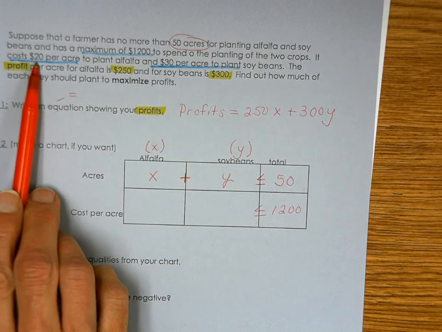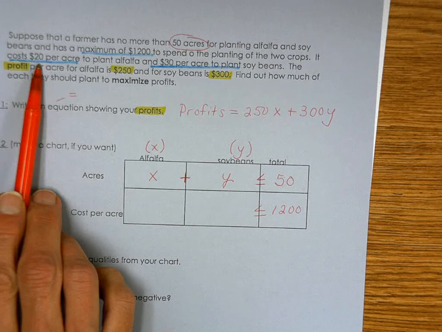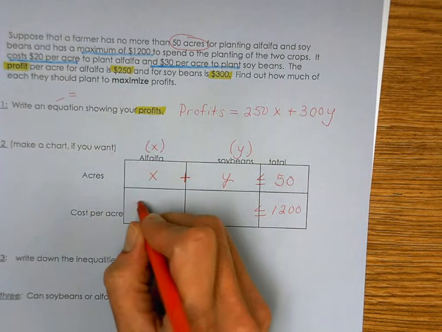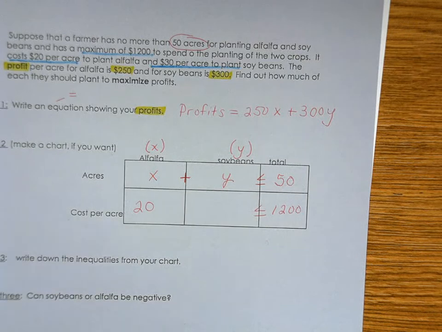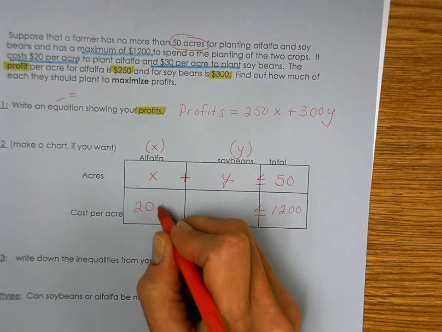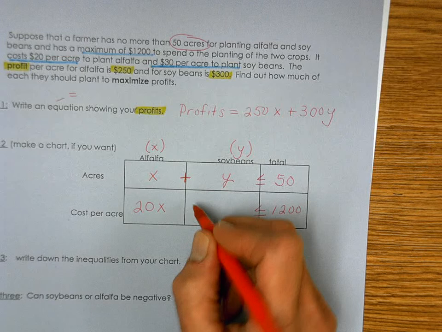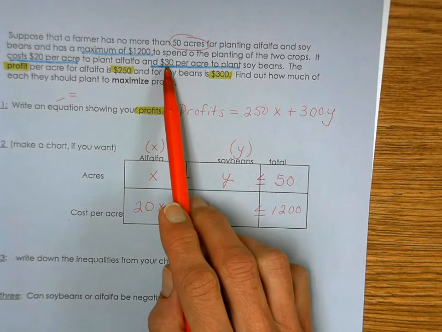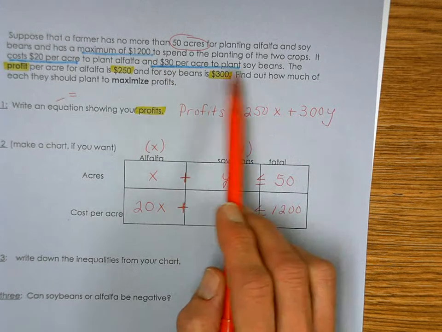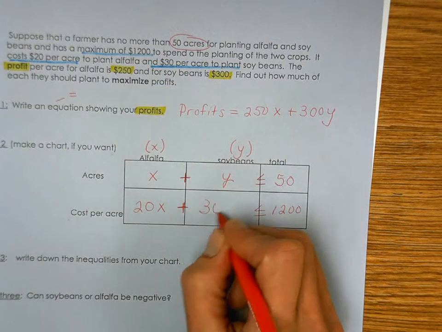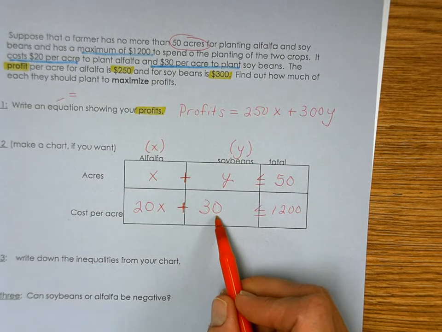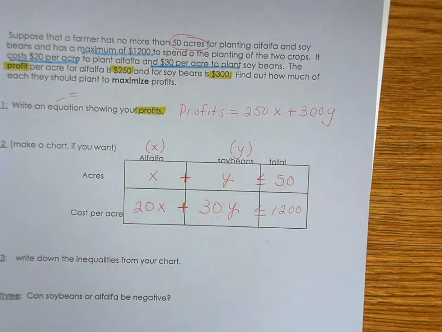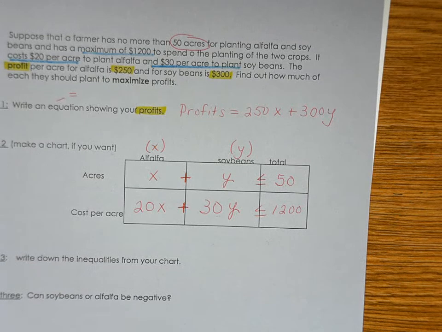Now right here it says $20, that's my alfalfa cost, so $20. Okay, $20 for what? The alfalfa, so you have to put an X here. And then I'm adding that cost to my soybeans, and my soybean cost is right here, 30 for my soybeans. Now again, you can't just put 30 because then I don't know what you're talking about. 30 what? Well, we're talking about soybeans, so give me a Y. Okay, so we've got the chart.